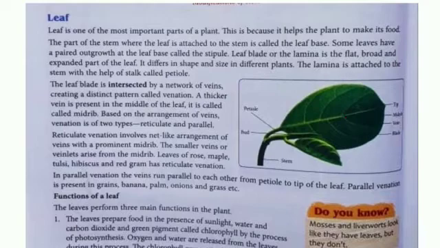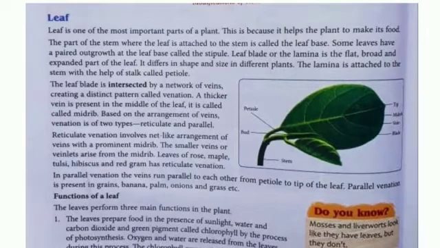It differs in shape and size in different plants. You must have seen different plants have different leaves. If you see a mango leaf, it is different. If you see a peepal leaf, it is different. If you see grass, it is different. Almost every plant has a different shape and size of leaves.